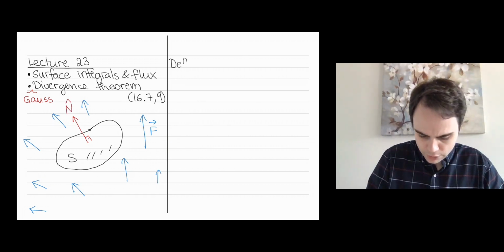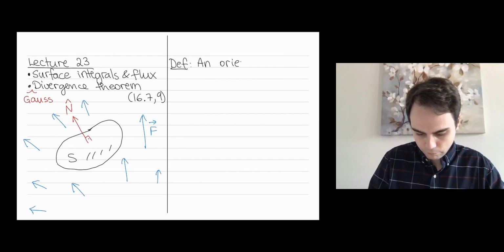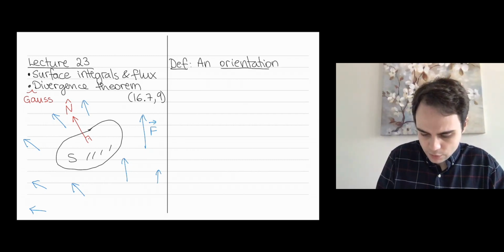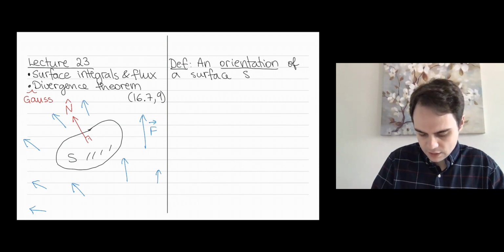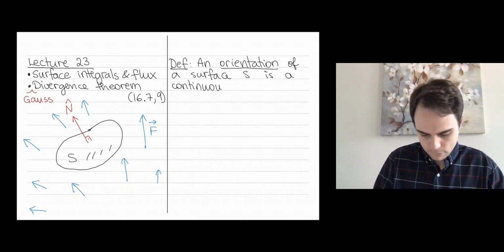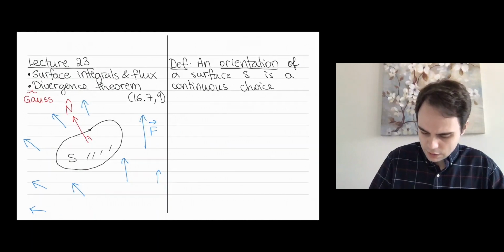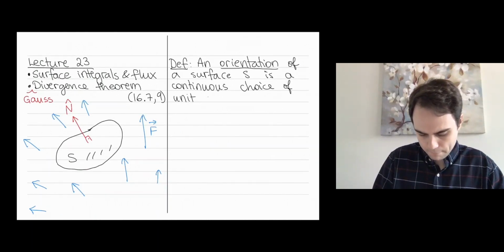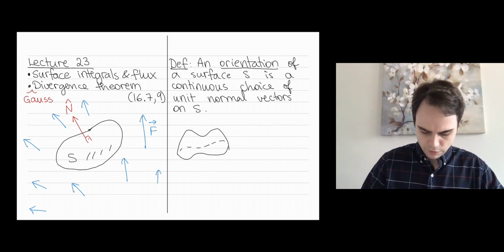Okay, with that remark out of the way, let's be a little bit more precise here. So here's our definition for orientation. An orientation of a surface S is a continuous choice of unit normal vectors on S. Right, so let me go back to my usual surface. Here's the peanut shape, my favorite generic surface.